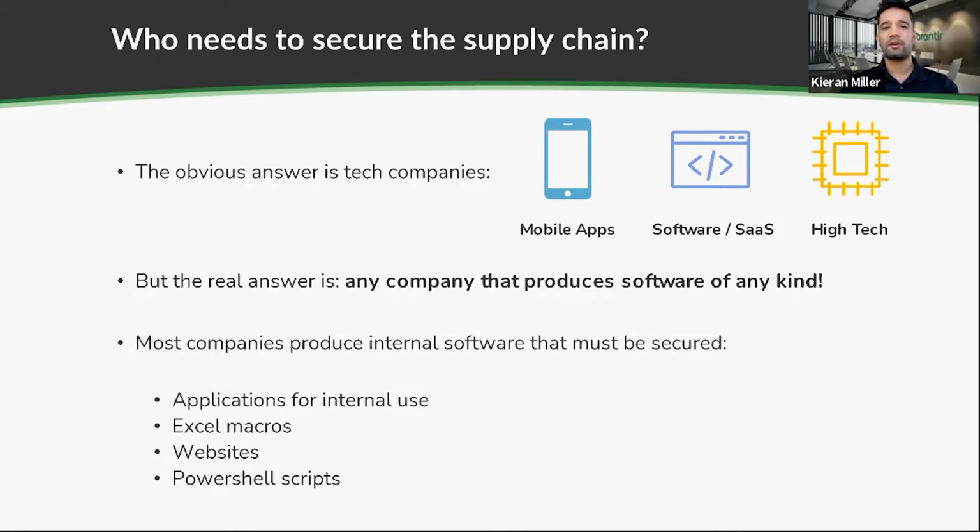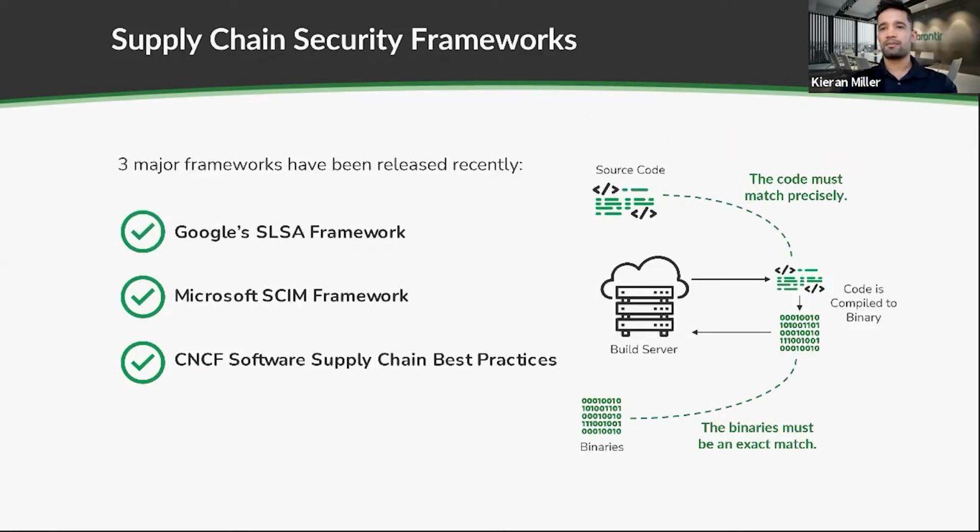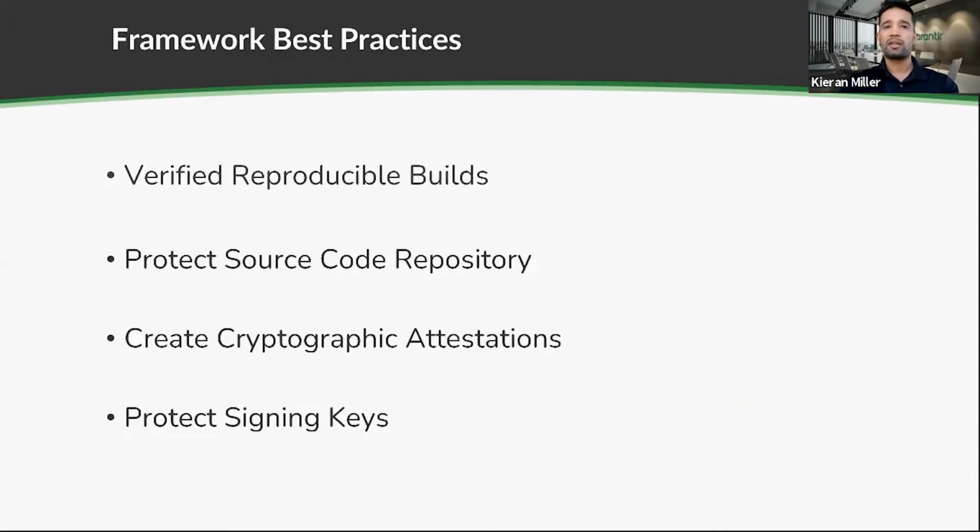So there are some great frameworks that are already out there. Google has a SALSA framework, Microsoft has SCIM, the CNCF has some best practices to follow. They all have really great recommendations in there, and that's what we're basing our talk today on. This is not in lieu of reading those. You definitely should go read those frameworks. They do a good job of outlining what to do and threat models and that kind of thing. But we're going to really focus on a few of their best practices. We're limited in time today, so we're going to focus on a couple things that are common amongst these frameworks.